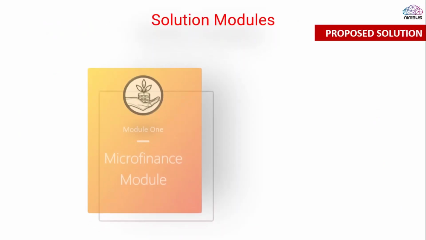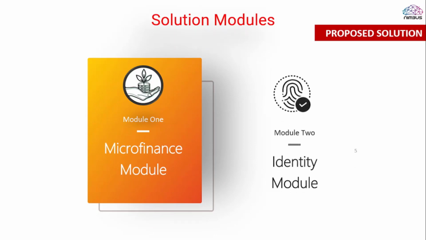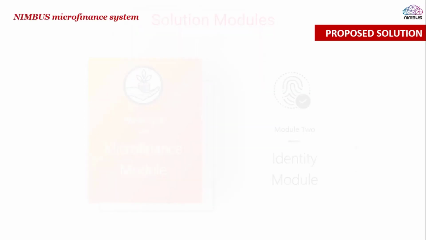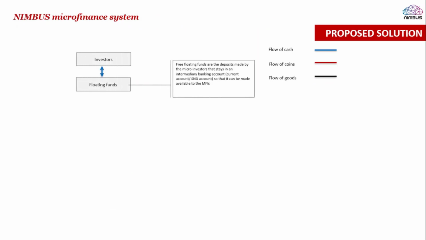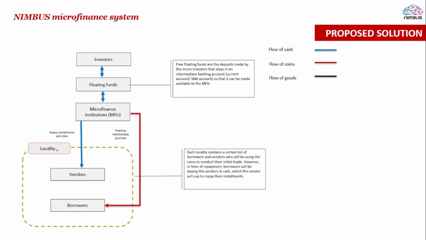Our solution is twofold. The first module deals with the core microfinance service utilizing on-chain data and logic. The second, the identity module, is handled with a combination of on-chain and off-chain data. The diagram will show the overview of the workflow of the microfinance module. The flow of cash, coins and goods between stakeholders will be expressed for a particular project.